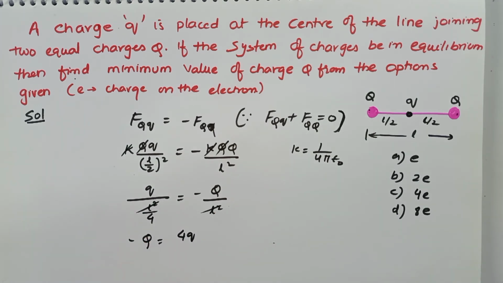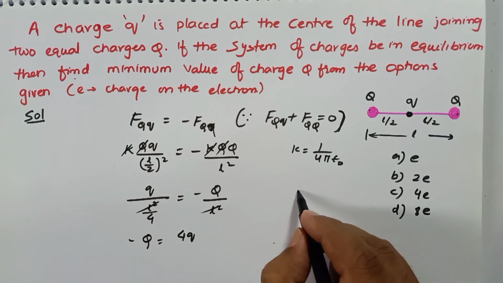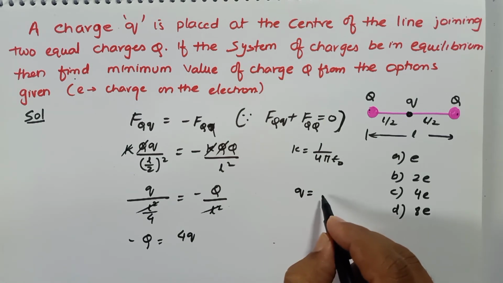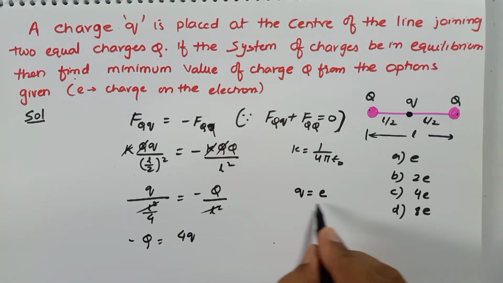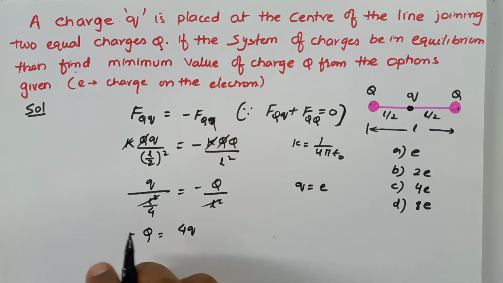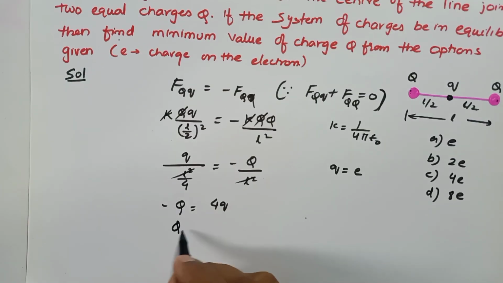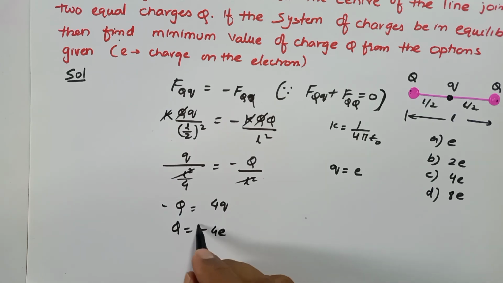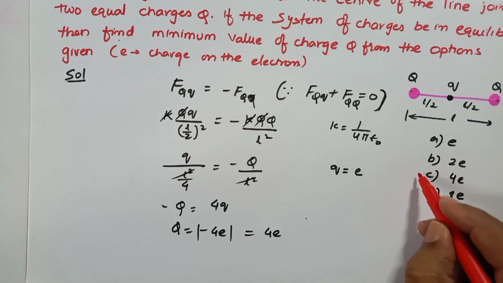Okay, so what is the minimum value of small q? What might be the minimum value of small q here? So small q can be e here, which is the minimum charge. Okay, and that is the charge on the electron if you consider here. Therefore you can write now capital Q is equal to minus 4 into e. Okay, so irrespective of the sign here, if you consider the magnitude, you can write the answer as 4e. So our correct option is going to become 4e here.